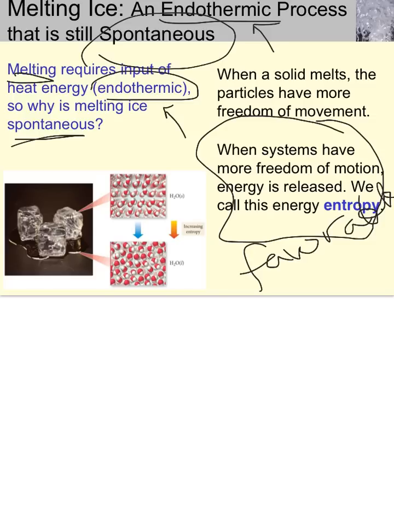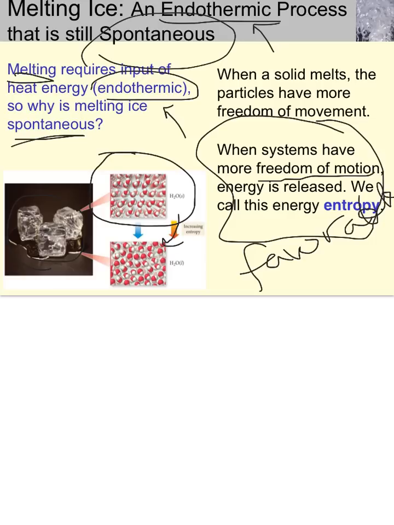But when we're trying to decide if a process has favorable entropy or not, it's easier to think of entropy as the freedom of motion within the system. The more freedom of motion something has, the more entropy it has. So now let's look at these little particles of ice in the solid state. They're packed very tightly. They can only vibrate. They don't have much freedom.